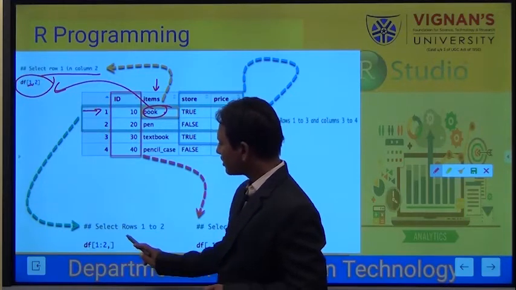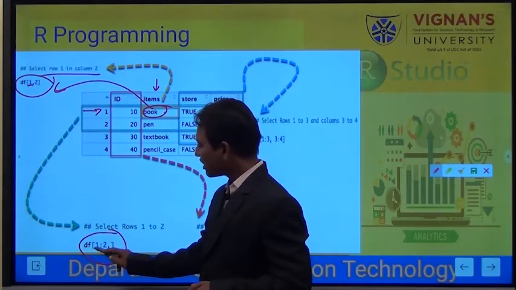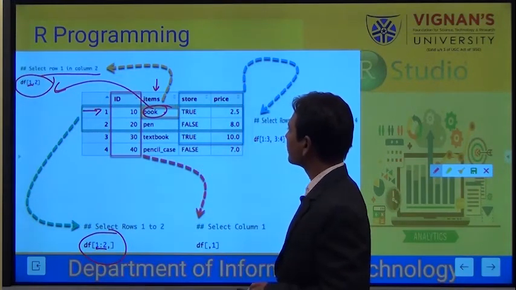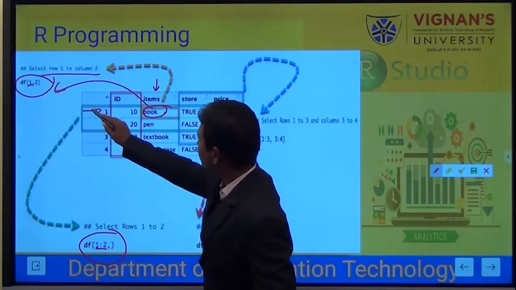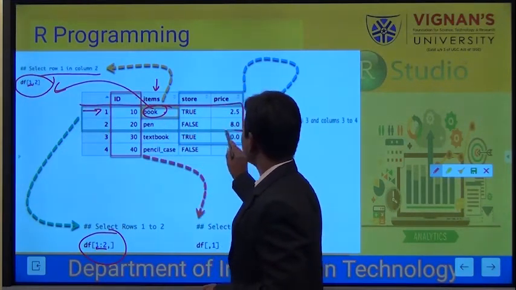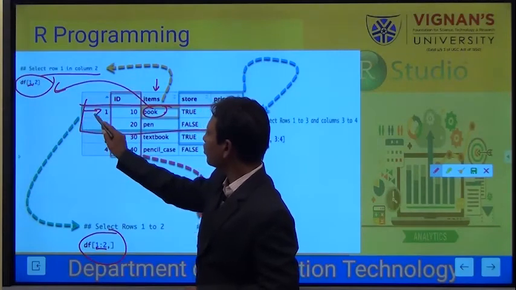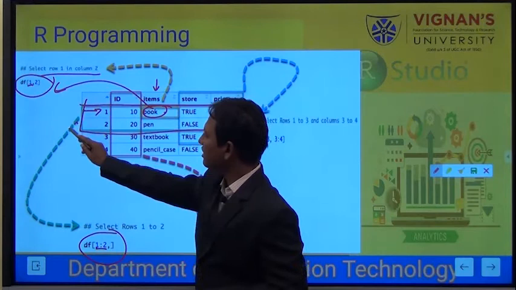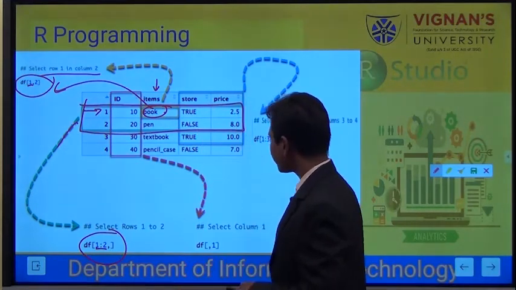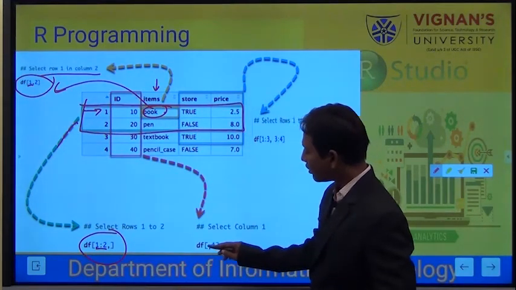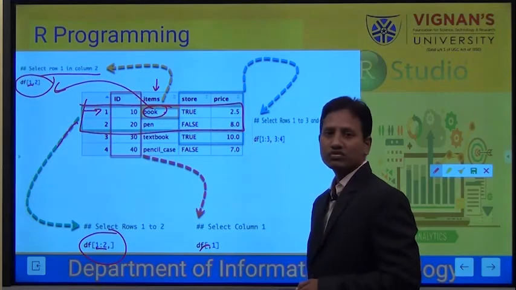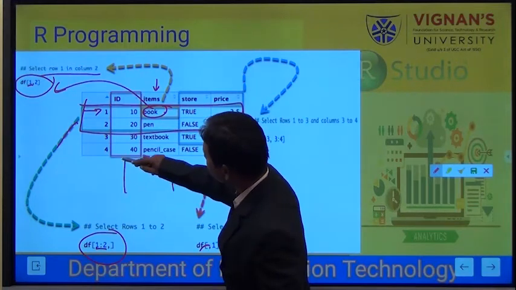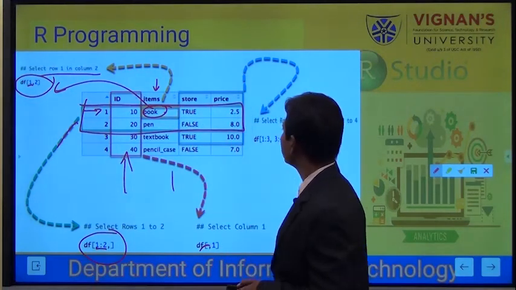And if you see this one, I am asking to select the 2 rows of all columns. So this part is going to be my output: 2 rows, all columns, ID, item, store and price. You can see this green color this way. And here I said that when you pick all the rows of the first column, this is going to be this one, the entire column is selected.